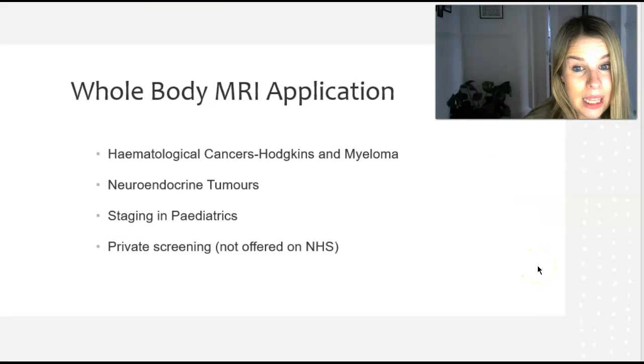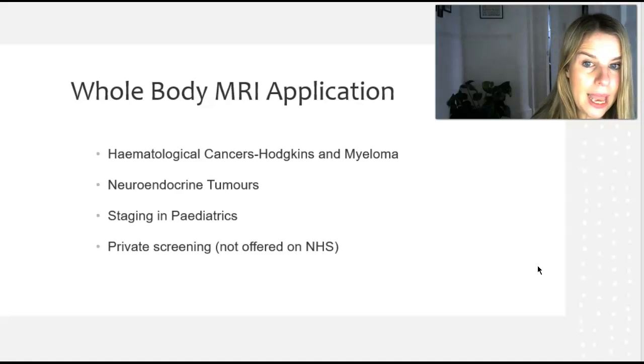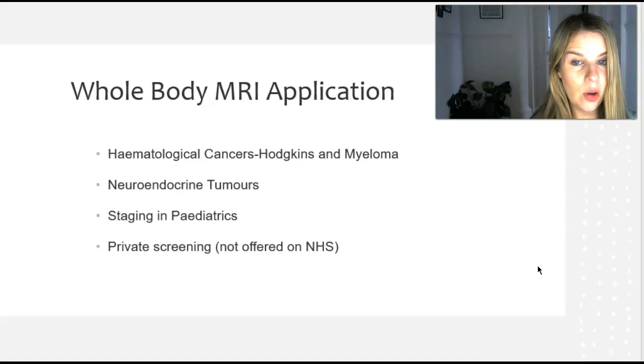So in terms of the clinical application, we're looking at hematological cancers, so Hodgkin's lymphoma, non-Hodgkin's lymphoma, multiple myeloma. These patients could get whole body MRIs. Now, at the moment, they're more likely to get whole body CTs and PET CTs, but more and more, especially for multiple myeloma, they're getting whole body MRI scans. It's also good for neuroendocrine tumours, and very much gets utilised in the paediatric setting.